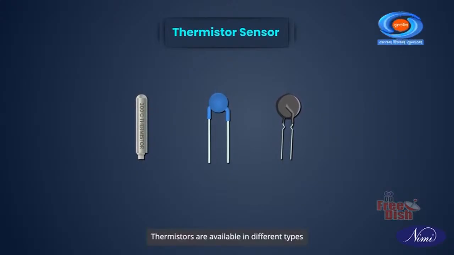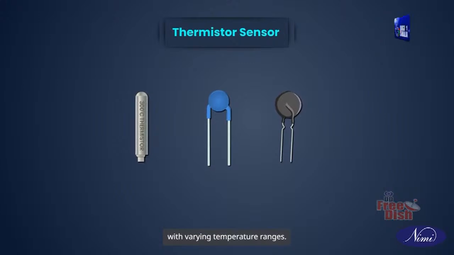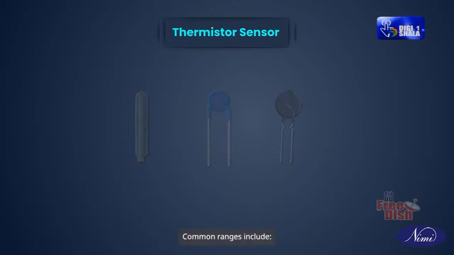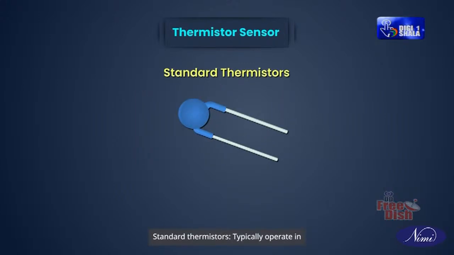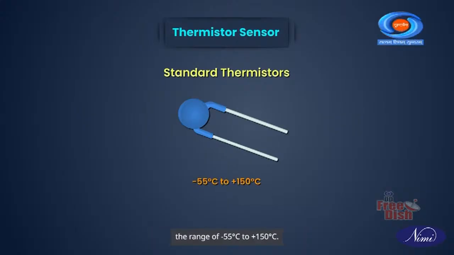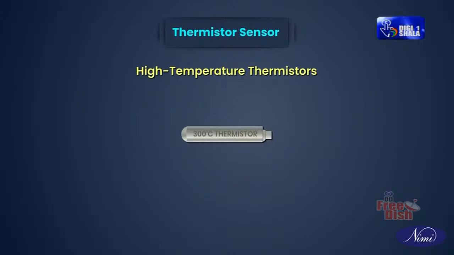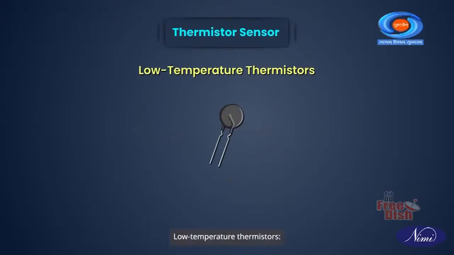Thermistors are available in different types with varying temperature ranges. Common ranges include standard thermistors, which typically operate in the range of -55 degrees Celsius to +150 degrees Celsius. High temperature thermistors can operate up to +300 degrees Celsius or higher. Low temperature thermistors operate in the sub-zero temperature range, sometimes down to -100 degrees Celsius or lower.